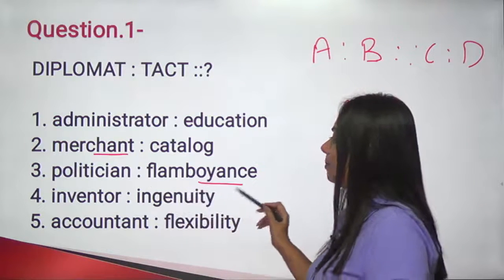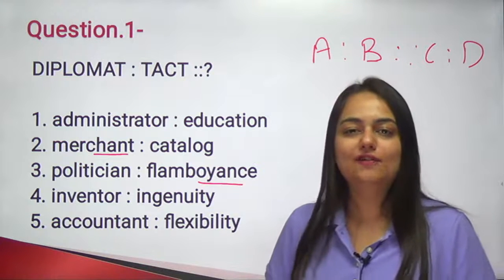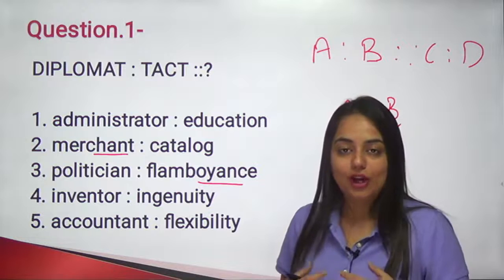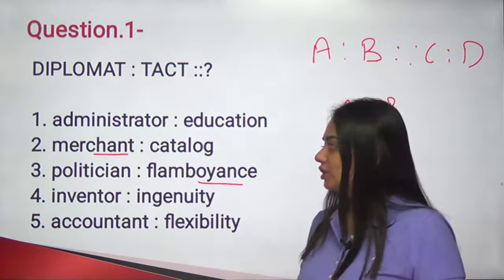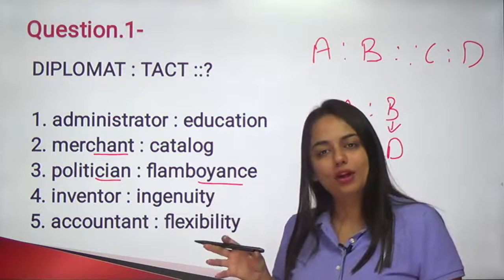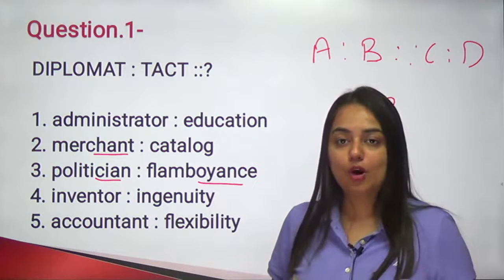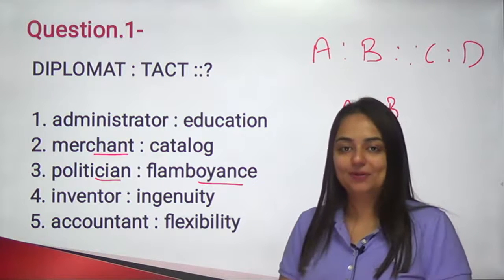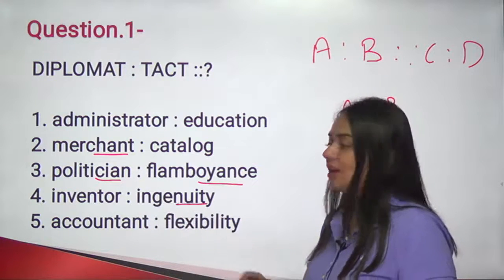Politician is to flamboyance. Flamboyance is a lot of pomp and show, acting in a very loud way to attract attention, to show that they are very confident. So can we say that politicians are only known for flamboyance? And can we say all the politicians have this quality of flamboyance? Mr. Manmohan did not have this quality. Think about this. Another one is inventor and ingenuity.